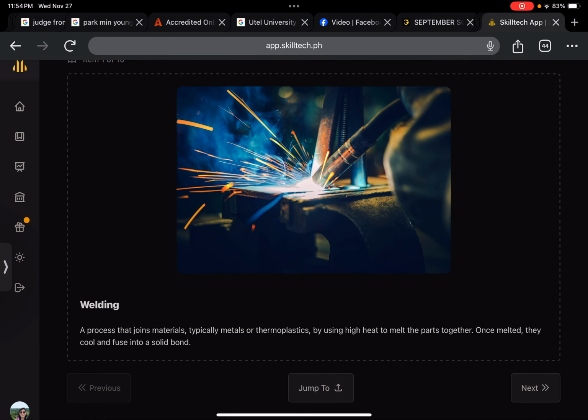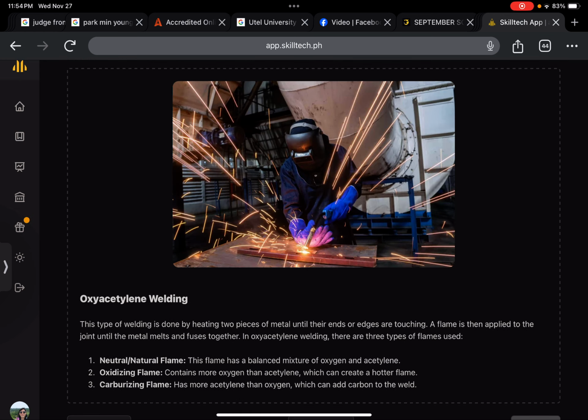Welding is a process that joins materials, typically metals or thermoplastics, by using high heat to melt the parts together. Once melted, they cool and fuse into a solid bond. So first we have the oxyacetylene welding. This type of welding is done by heating two pieces of metal until their ends or edges are touching. A flame is then applied to join the metal, melts and fuses together.